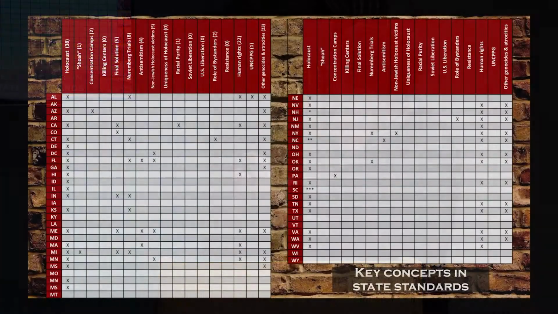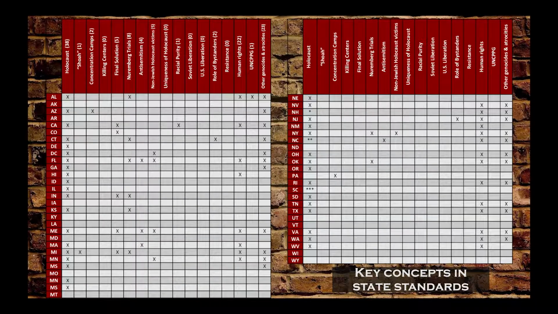So here's exactly what we went through again. This is just in a chart. I'm sorry it's so small. You can only fit so much on a slide. But here, again, Holocaust is mentioned 38 times. And then here we go, going through specific terms.